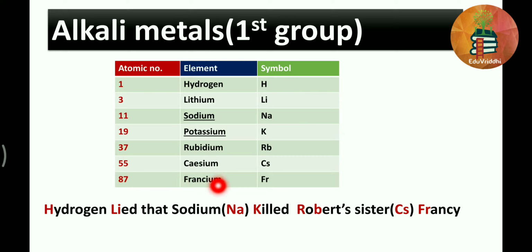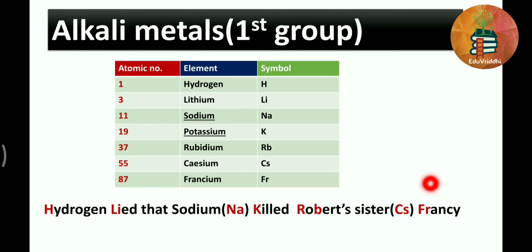Sodium: here you have to remember it's the direct name of the element sodium, but the symbol is different, Na. Killed, here we have capital K, that's nothing but potassium. Robert's, so Robert, here we have Rb, that is rubidium. In the word sister, we pronounce it as cis, so there is cesium.